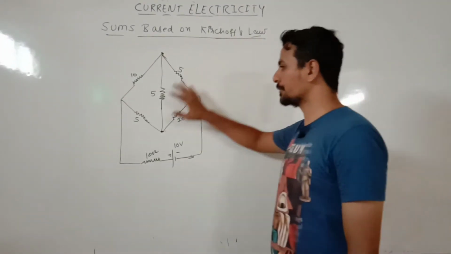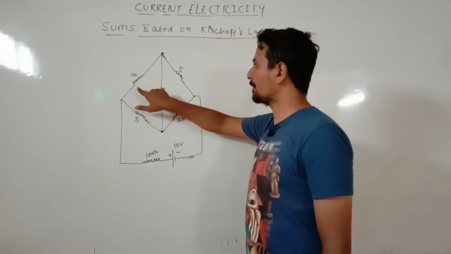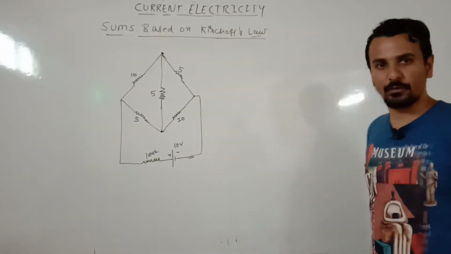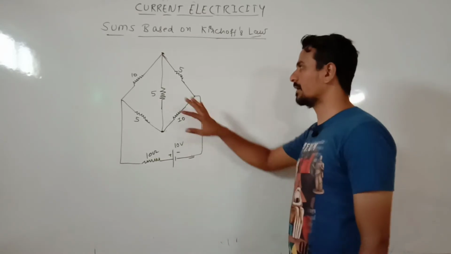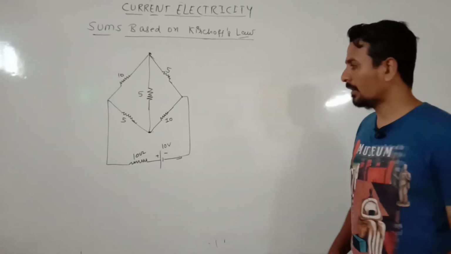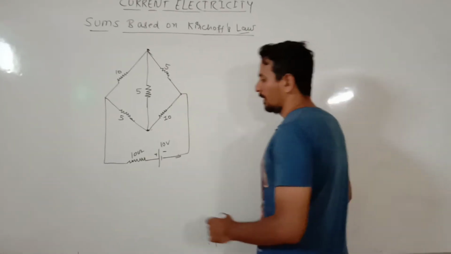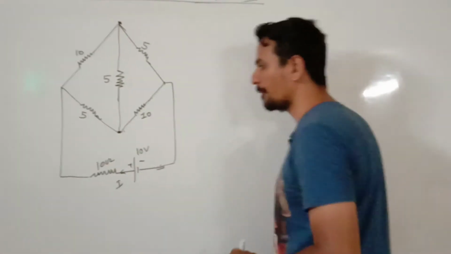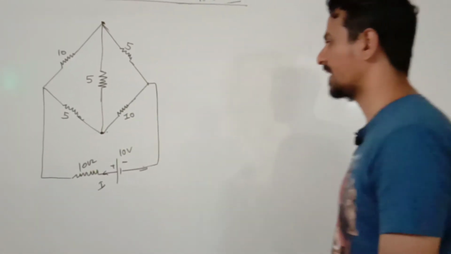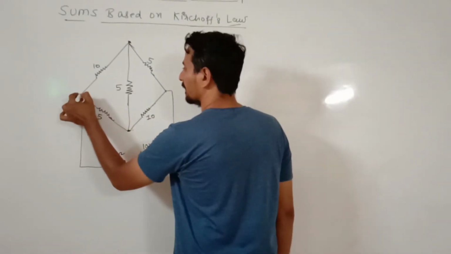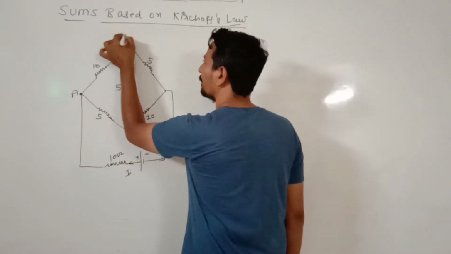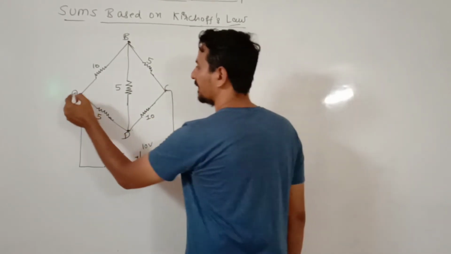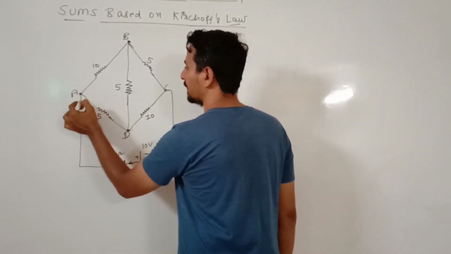The network is shown to you. This circuit comprises resistors and a battery of 10 volts. We need to determine the current flowing through each branch. So let us say that I is the current coming out from the positive terminal of the 10 volt battery. Let us name the junctions A, B, C, D. A is a junction, so the current gets divided.